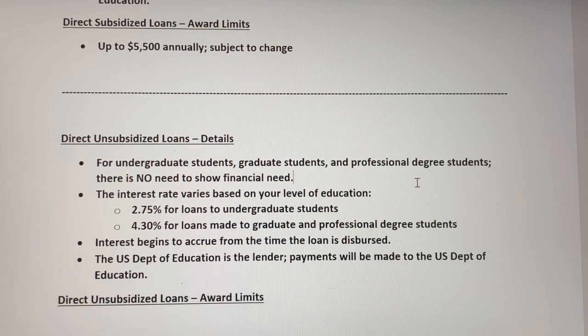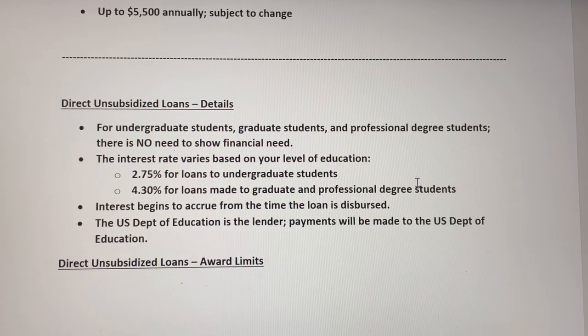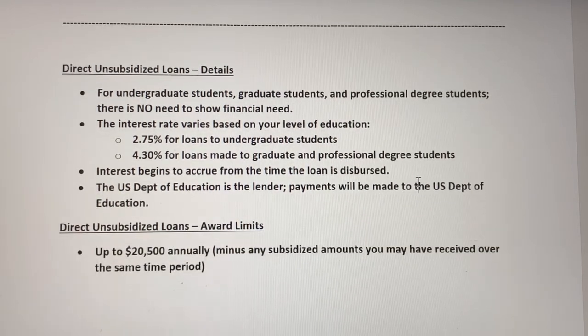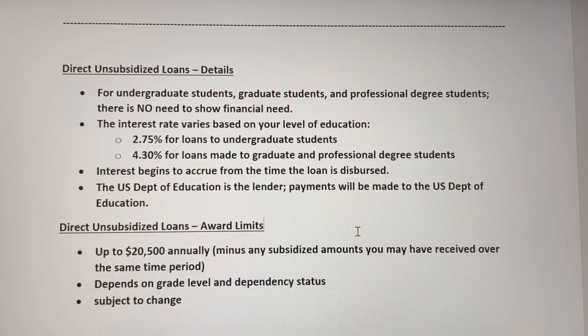Direct unsubsidized loan award limits are up to $20,500 annually. If you've received any subsidized loans, this amount would be lower. But for those graduate students and professional degree students, they would be able to receive up to $20,500 annually. This does depend on your grade level and dependency status, and it is subject to change.